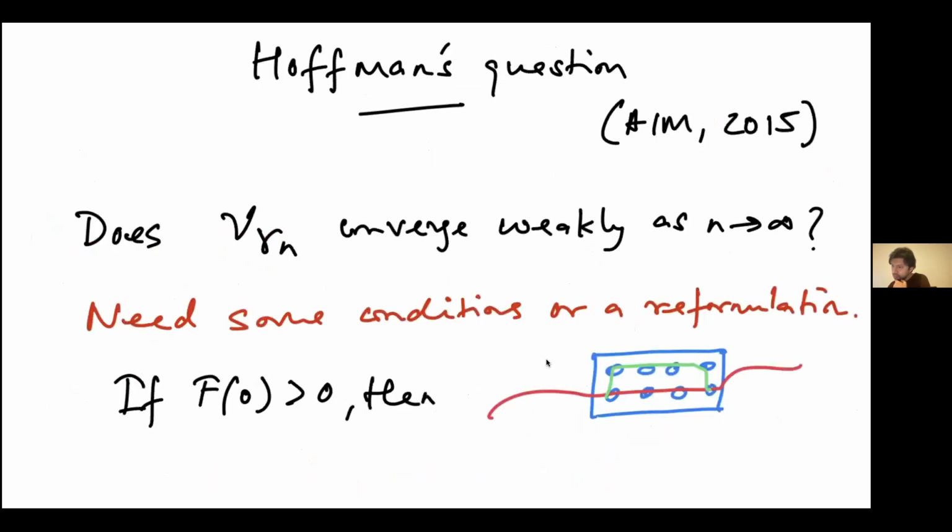Okay. And so towards understanding what this measure looks like, Chris Hoffman posed the following question, which has particularly been recorded in a meeting that happened at AIM in 2015: does this sequence of measures, as n goes to infinity, converge?